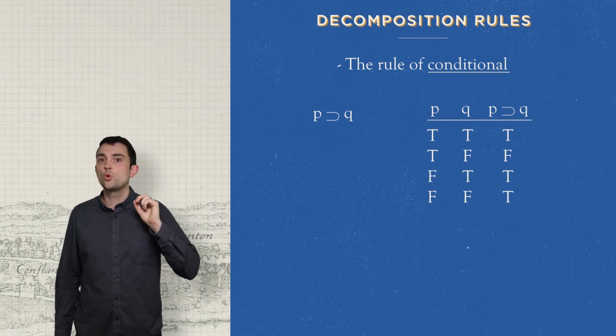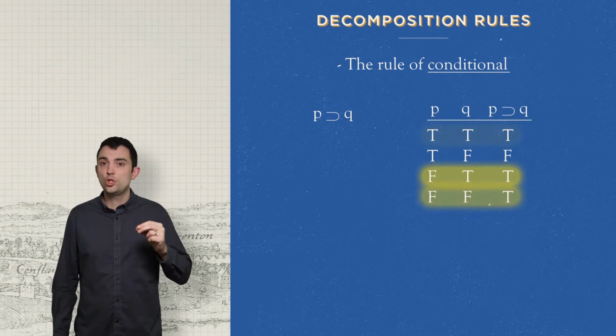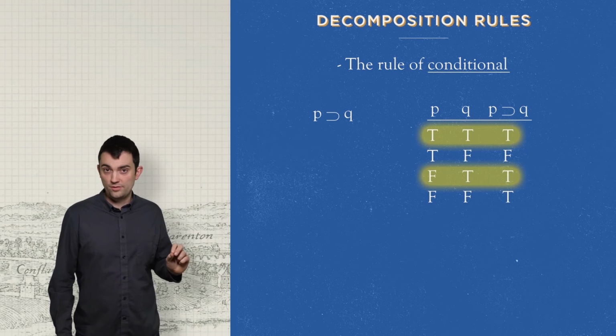If P then Q is true when either P is false, the last 2 rows of the truth table, or when Q is true, the first and third rows of the truth table.